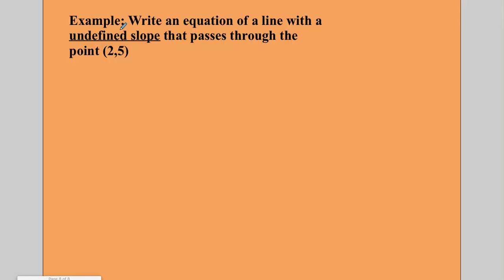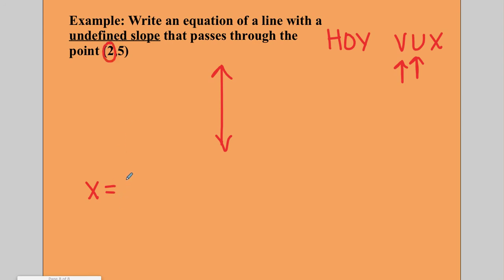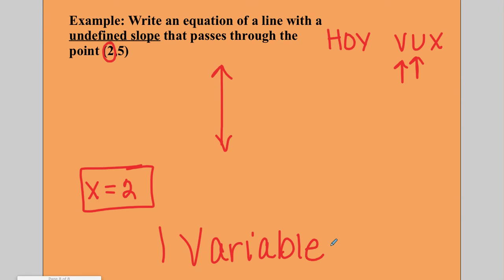All right, here's another one. Write an equation of a line with an undefined slope that passes through the point (2, 5). Okay, that's one of my special slopes. I know that means my equation is only going to have one variable. I remember HOY VUX, used for undefined. That means that it's a vertical line going up and down, and its equation is going to be x equals some number, only one variable. I look at my point. Hopefully you see that the x coordinate would be the important point, so my equation would be x equals 2. Very important for you to remember that horizontal and vertical lines only have one variable. They're one-variable equations.